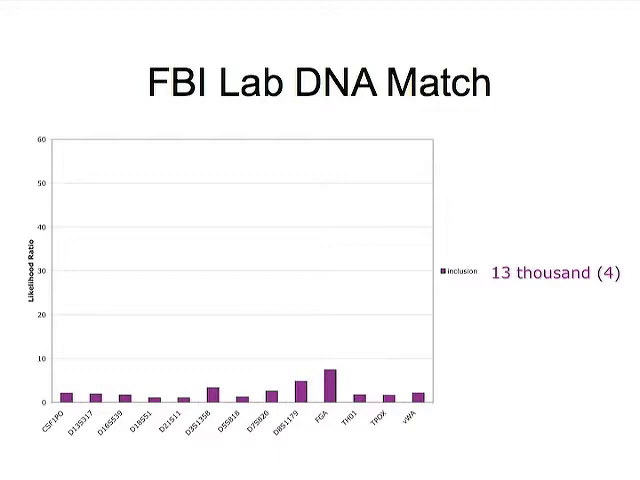If we look at the likelihood ratio, which is a measure of the specificity of the DNA match at each of the 13 CODIS loci, this is the FBI's result. This is the amount of 10, 20, 30, and so on moving up. And the product of those numbers comes out to 13,000.